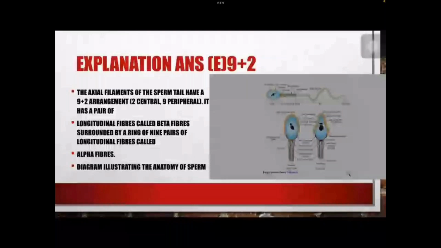So this is the structure of the sperm. It has an acrosome. In the center there is a nucleus. Acrosome is surrounded by a plasma membrane. Then there is a centriole, terminal disc, and these are the axial filament. And the axial filament of the sperm tail has a 9 plus 2 arrangement, as you have already told, that 2 are central and 9 are at the periphery. Longitudinal fibers are surrounded by a ring of 9 pairs of longitudinal fibers. This is a diagram illustrating the anatomy of the sperm.